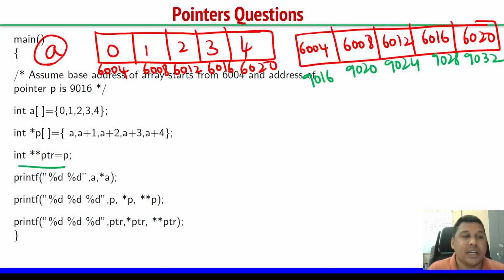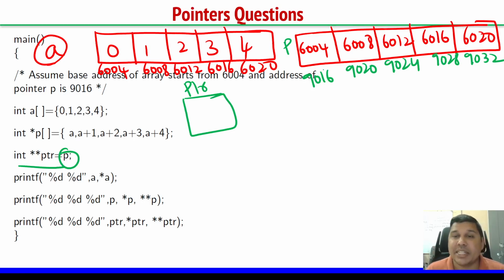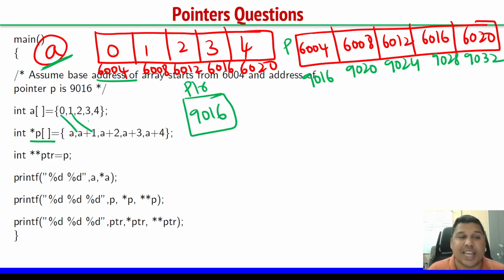Then there is another statement, **ptr = P. So there is one more box, that is ptr. What is it assigned? It is assigned P. P is an array. When I say P, it gives me the starting address, that is 9016. So this is the data given to us. We have an integer array A, which contains values 0, 1 to 4, and each element has its address: the starting address is 6004, then 6008, 6012, 6016, and so on. We have a pointer array where we are storing the address of each of these elements.